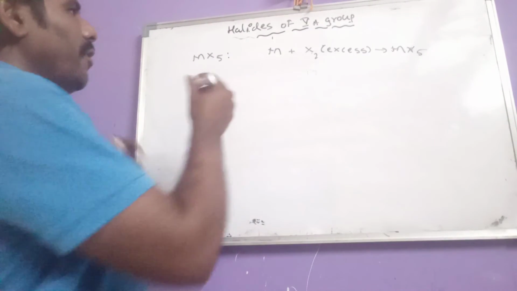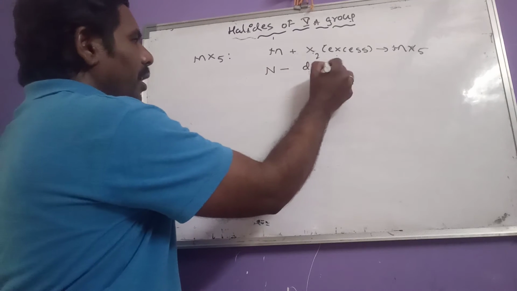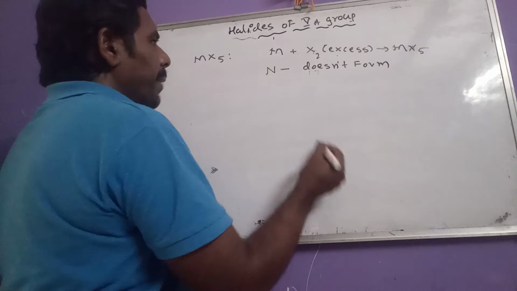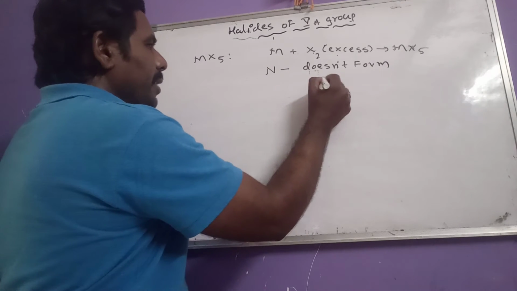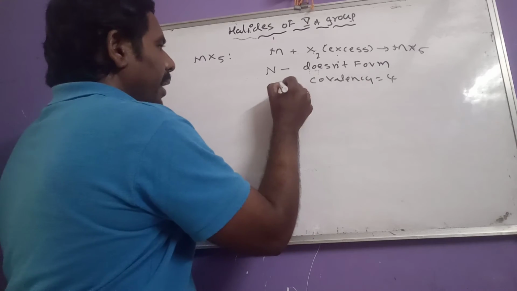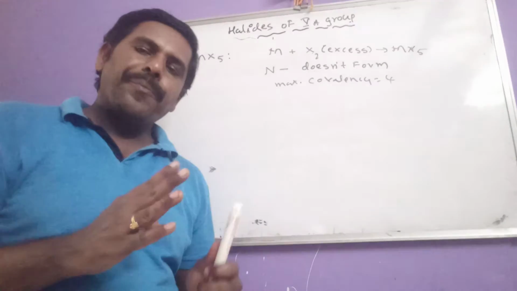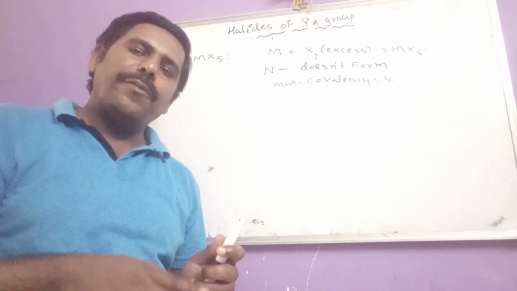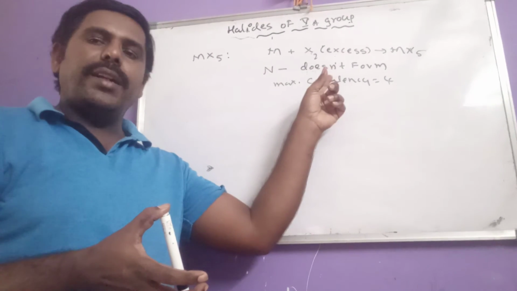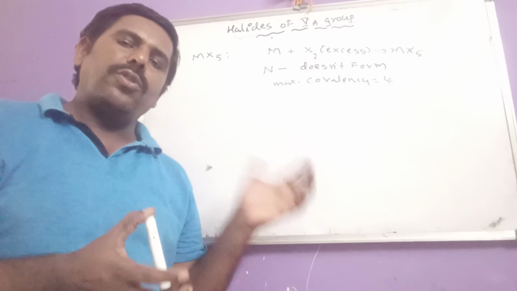What are those? First, nitrogen doesn't form pentahalides, because its maximum covalency is 4. Maximum covalency of nitrogen is 4. Due to the absence of vacant d orbitals, nitrogen doesn't form pentahalides. That is one thing we have to remember.